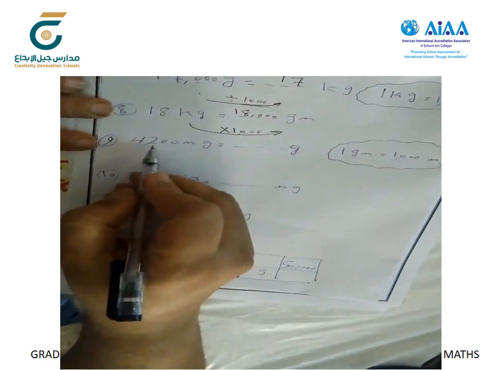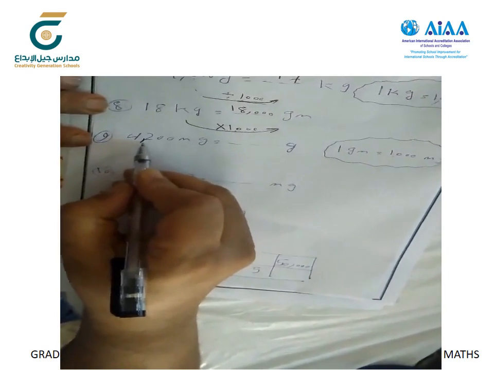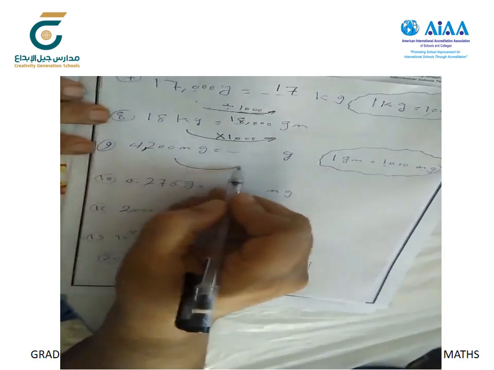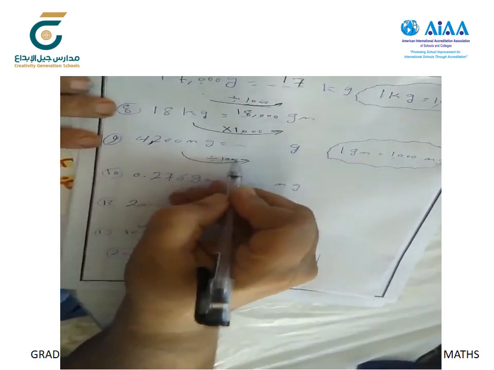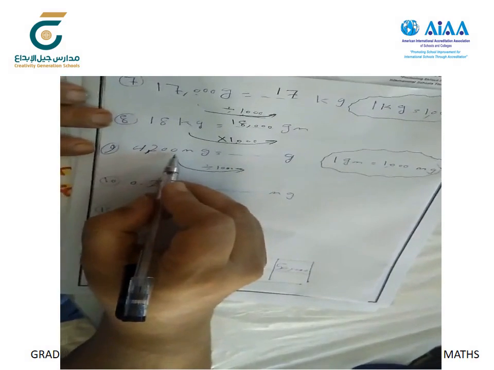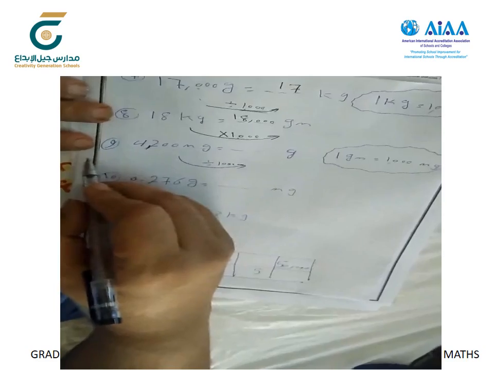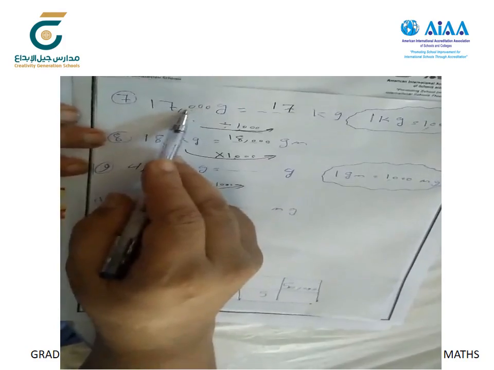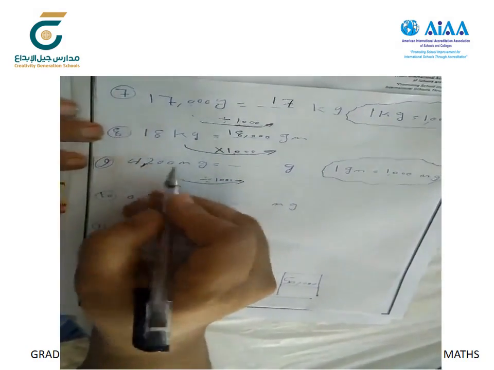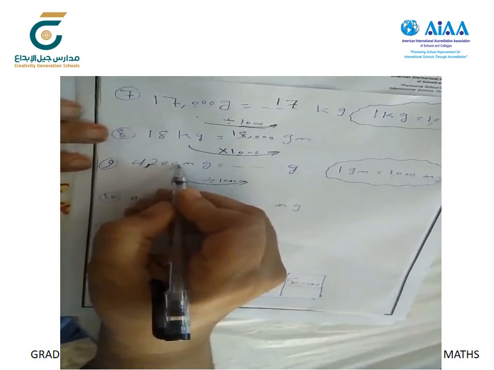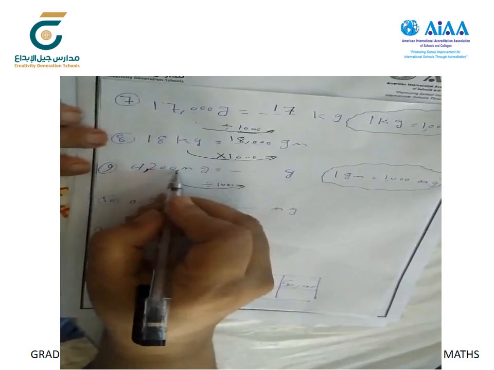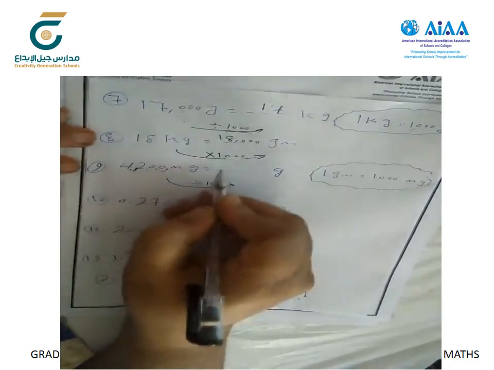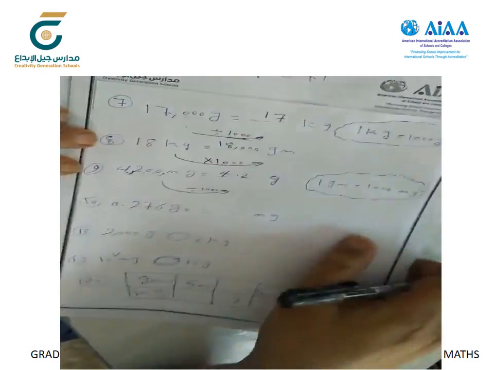Number 9, 4,200 milligrams equal how many grams? So we convert from milligram to gram, so we divide by 1000. When we divide by 1000, we move the decimal point towards the left. If we have 3 zeros, like question number 7, we cancel 3 zeros and put 17. But here there are just 2 zeros, so put the decimal at the start of the number, then move the decimal point towards the left 3 places, 1, 2, 3. So it will be 4.2 grams.